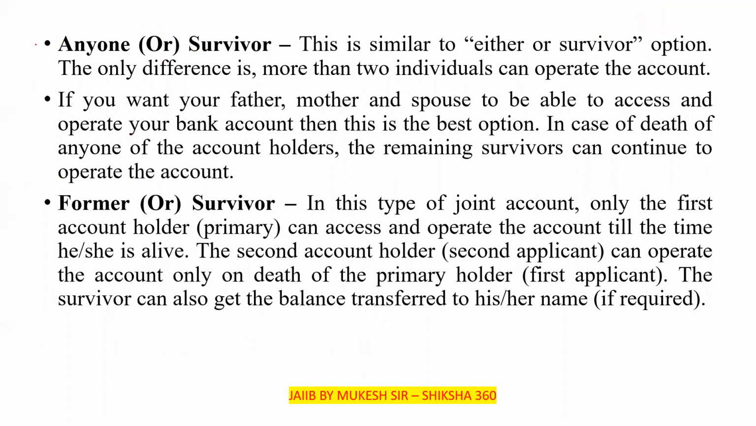Second one is anyone or survivor. Now please try to understand. First one is either or survivor, second one is anyone or survivor. So what is the meaning of that? This is similar to the either or survivor option. The only difference is that more than two individuals can operate the account.